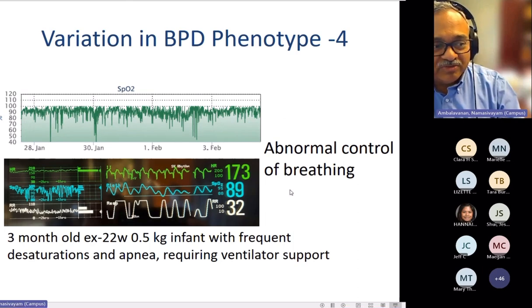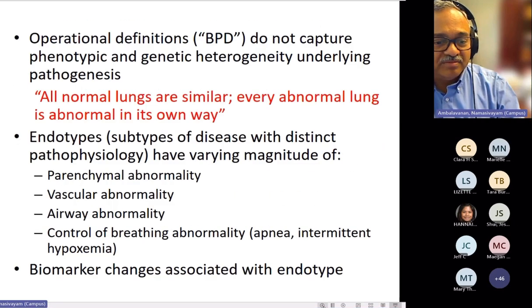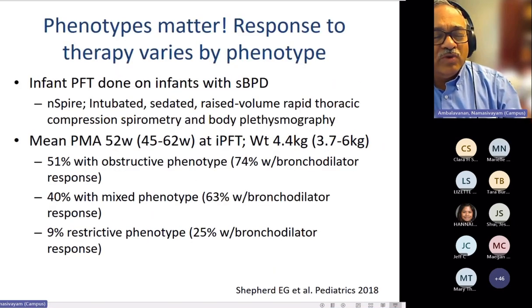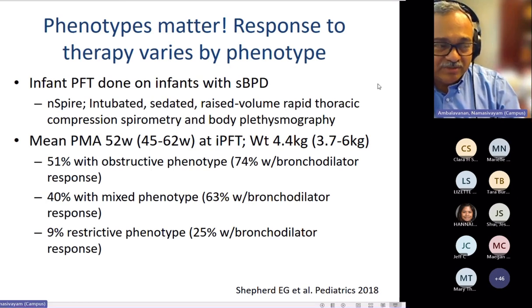Now, most preterm infants with BPD have a varying combination of all these endotypes. So it's not that they have just one. They may have more of one and less of the other. Let me just go back. So why does this matter? Phenotypes matter because the response to the treatment we use varies by phenotype.